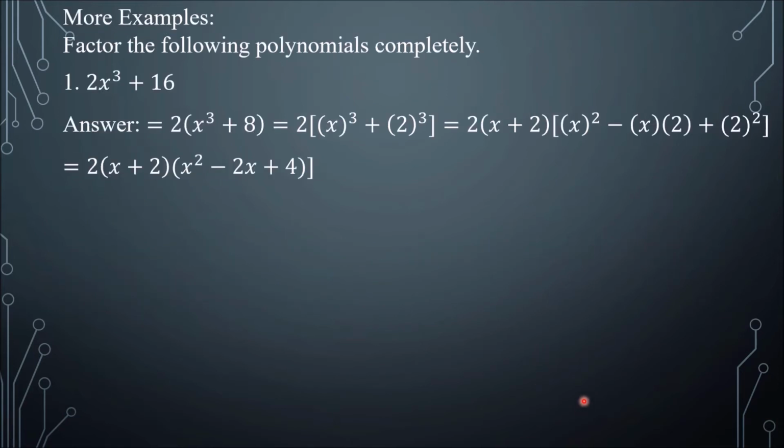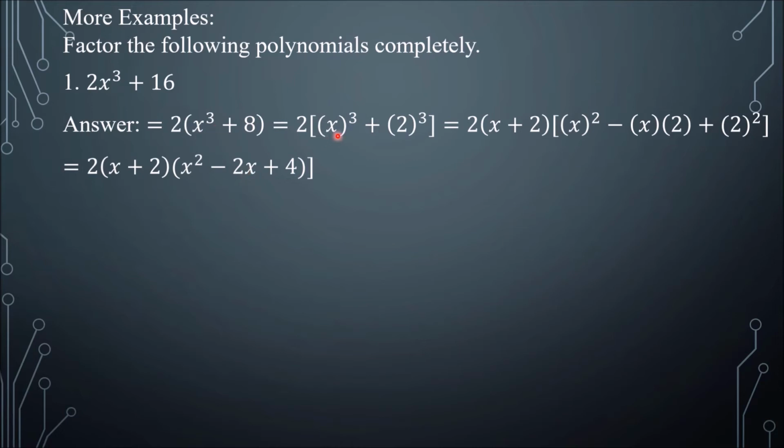Now let's have more examples. Number 1, 2x cubed plus 16. Now in this case, we need to find the common monomial factor because we know that the first term 2x cubed has 2 in it, and then 16 has also 2 in it. So the common monomial factor is 2. Now extracting 2, we have x cubed plus 8. That's the remaining factor, in which this is a sum of 2 cubes.